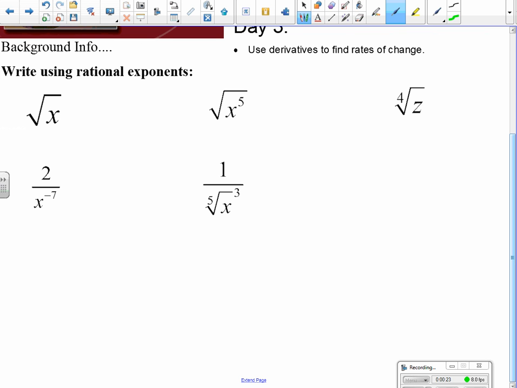Just a little bit of warm-up. Do you recall how to write these using rational exponents? So like the square root of x. Well, we know the index is a 2, so this is like x to the 1/2. If you recall, it's always the power over the index of the radical. So why don't you just take a minute and fill that out and then check.